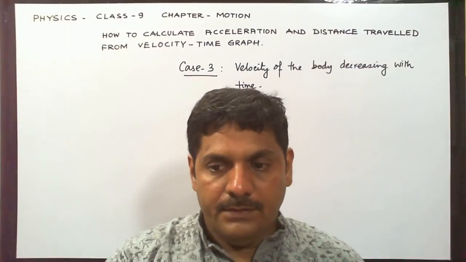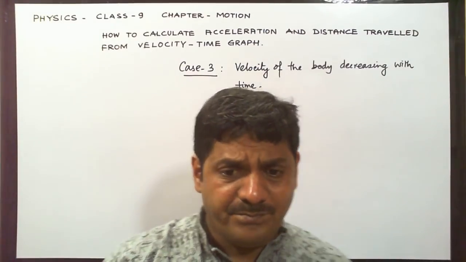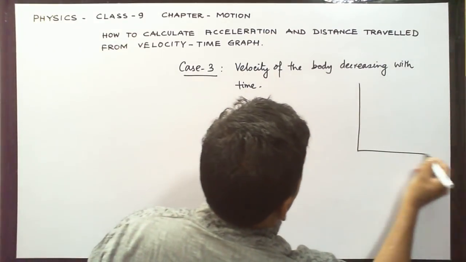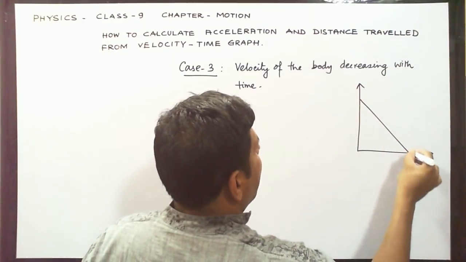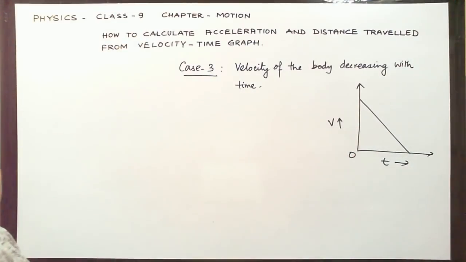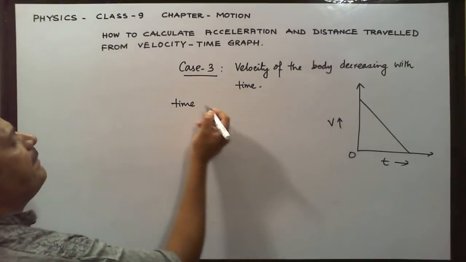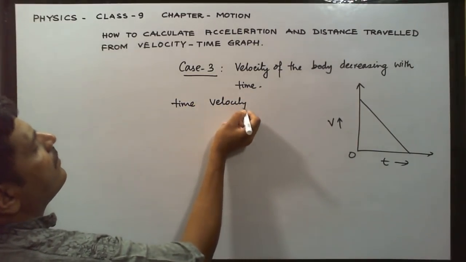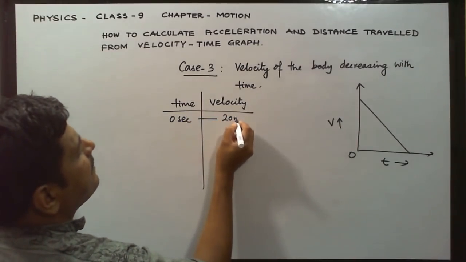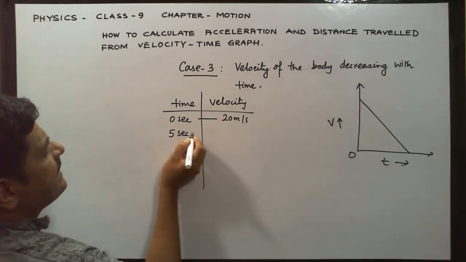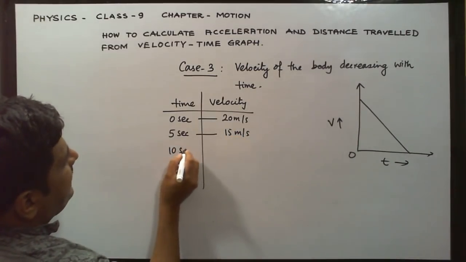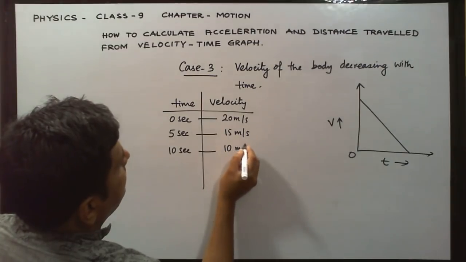Okay, let us see case number 3, velocity of the body decreasing with time. How does the graph look like? We have already drawn this in the previous class. It is VT. So the velocity is decreasing with time. If we take some imaginary data, let us say at 0 seconds, the velocity is 20 meter per second. At 5 seconds, let us say it is 15 meter per second. At 10 seconds, let us say it is 10 meter per second.